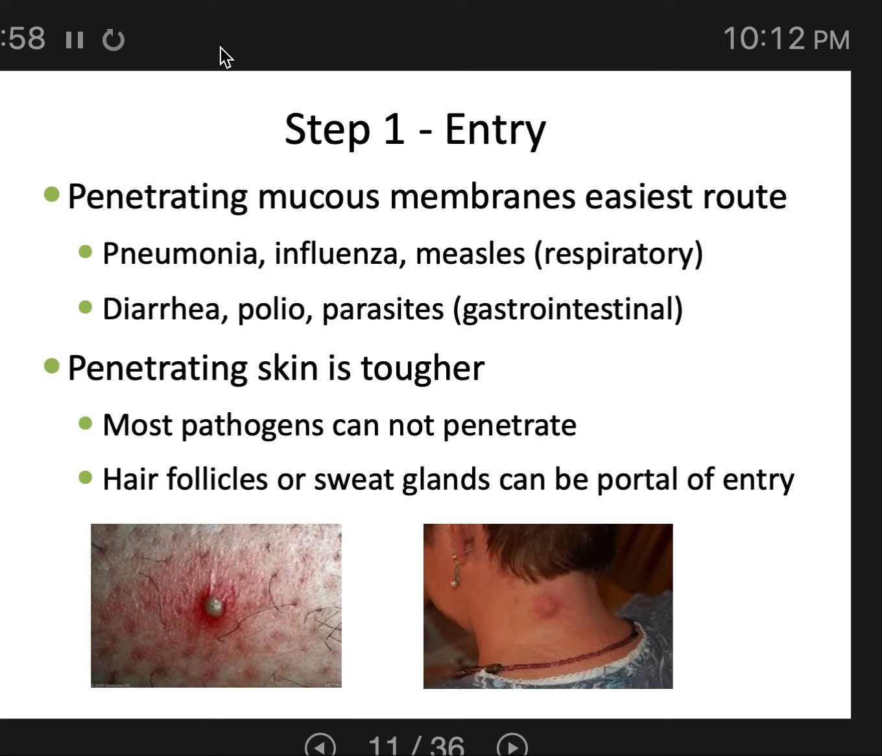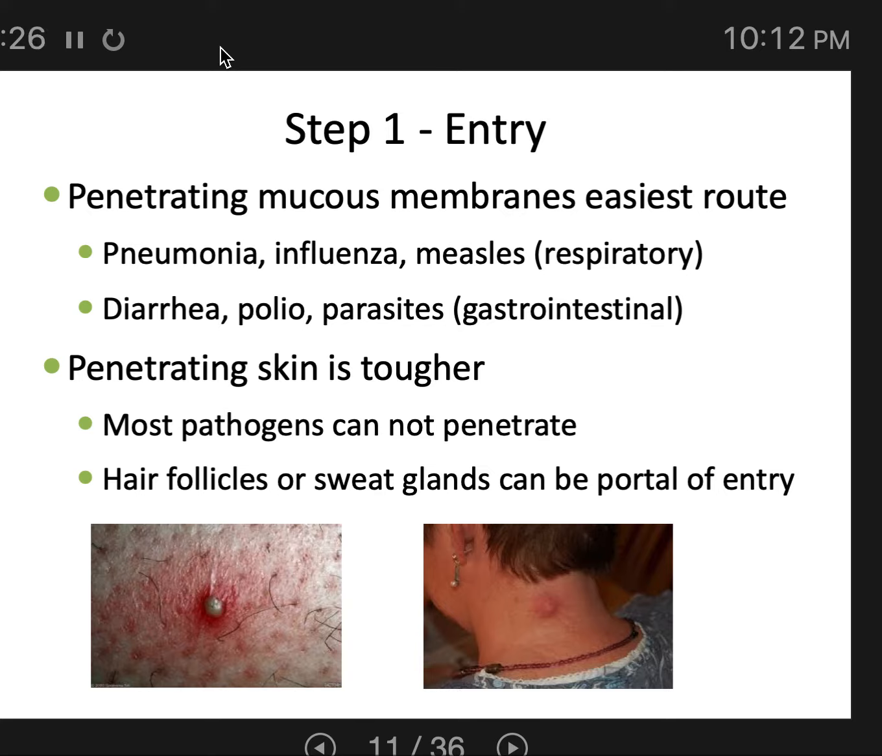Another portal of entry would be through the skin, and this is much tougher for pathogens. Your skin is keratinized. What that means is, first of all, you have many, many layers of dead cells all compacted together to form your skin, and each of those dead cells is filled with a protein called keratin, which is really, really tough. It's waterproof, and it's just a tough layer that's difficult for pathogens to penetrate.